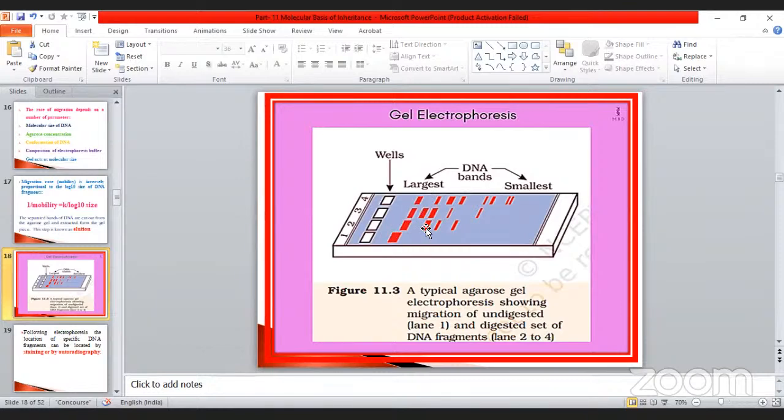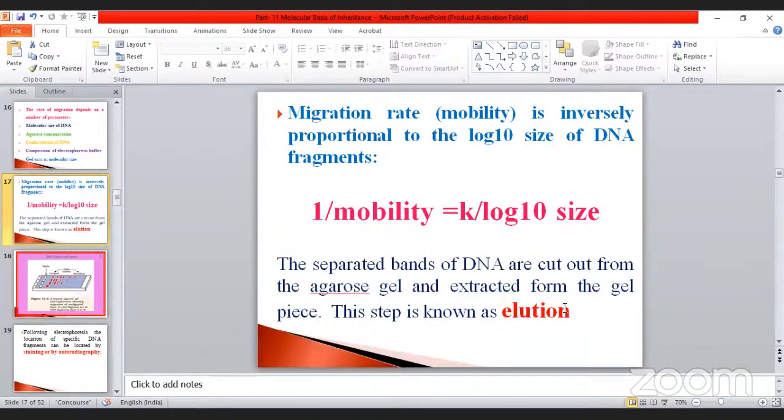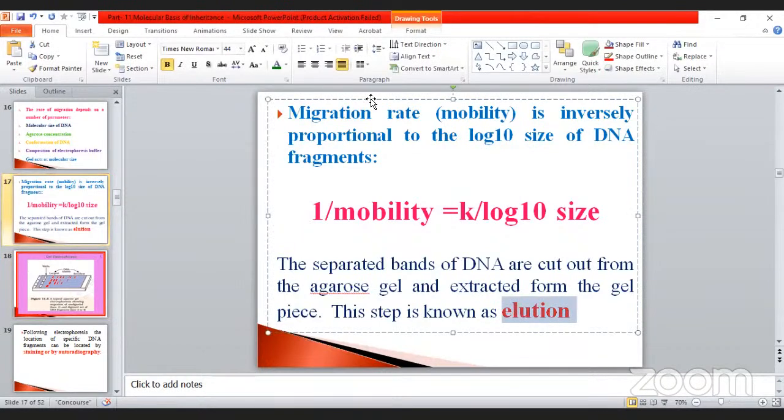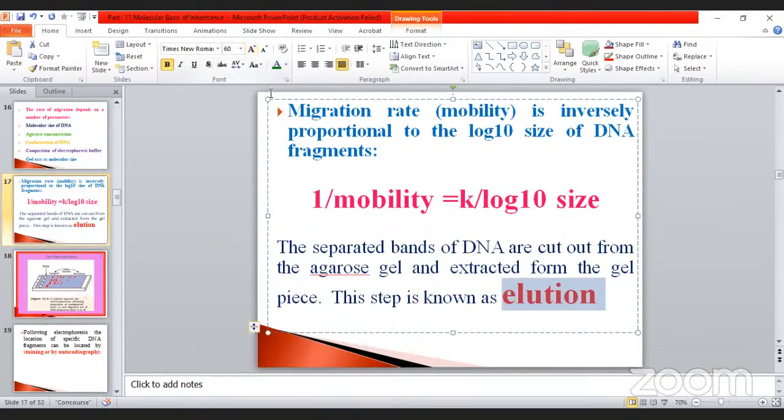Finally, what happened? This condition is called elution. From this band, if you want to separate these molecules from the agar gel into the solution, that process is called what? Elution. That process is called the elution process. This is the elution process.